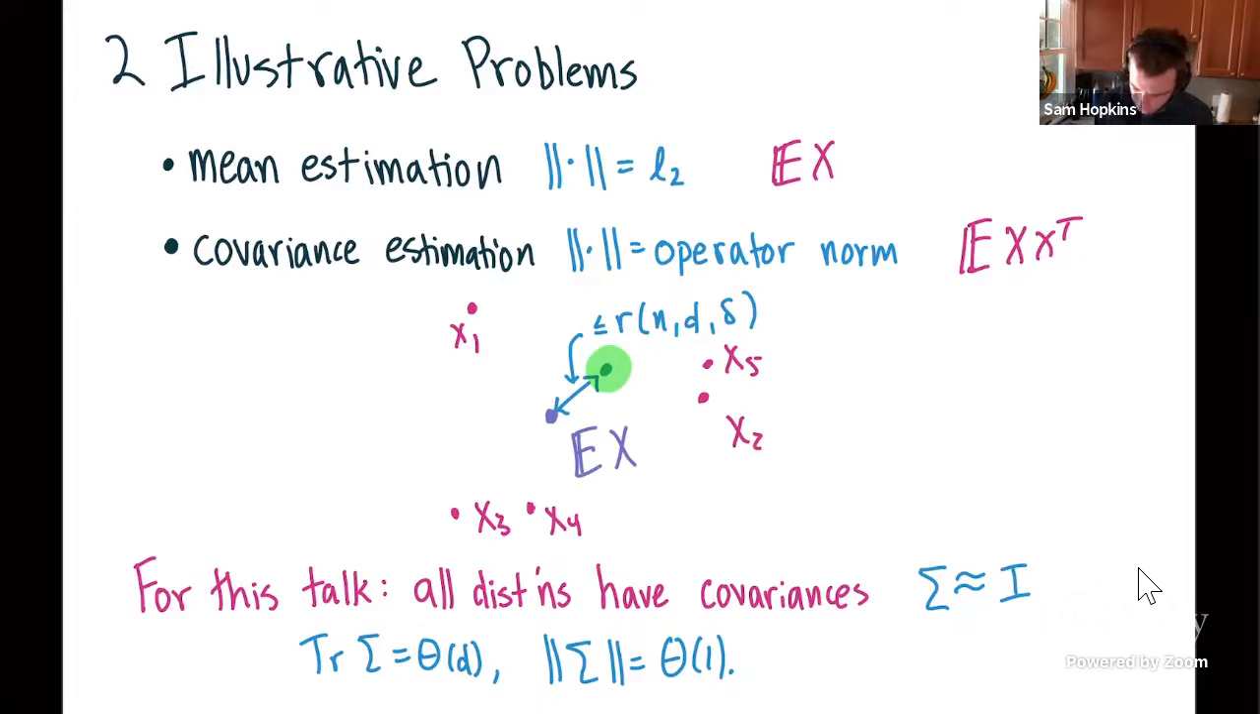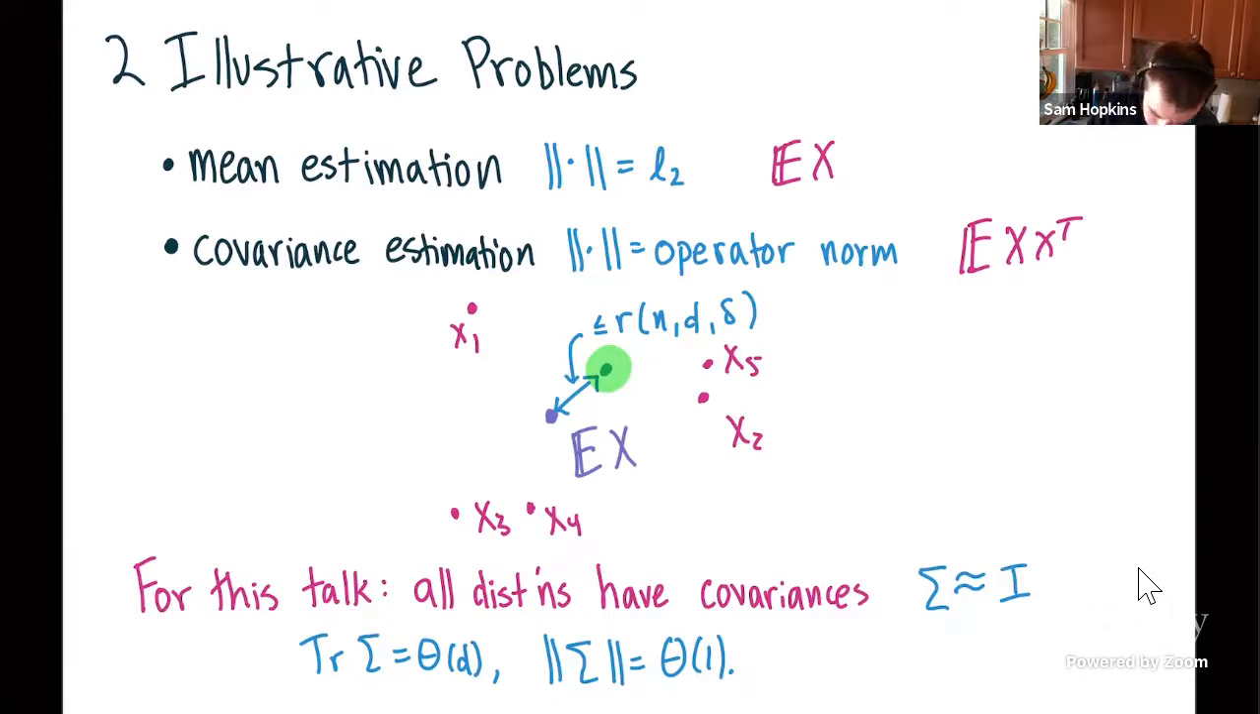Just as some bookkeeping, so that I can make it easy to write things, for this talk, all the distributions that I will consider will have covariances that are very loosely approximately identity in the following sense. Their trace should be some constant times the ambient dimension, and their maximum eigenvalue should be some constant independent of dimension. This is not needed for any of the theorems that I'll state in the talk, but it makes it easier to compare things quantitatively. Okay, so these are my two most basic problems in high dimensional estimation.